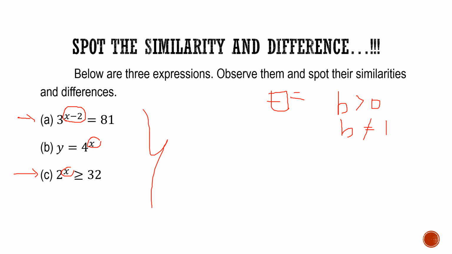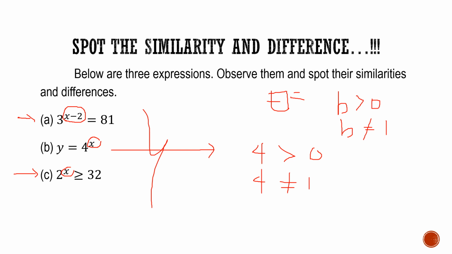So if you try to recall the concept or definition of your exponential function, your letter B is a good example of an exponential function, because your base 4 is greater than 0, and your base 4 is not equal to 1.